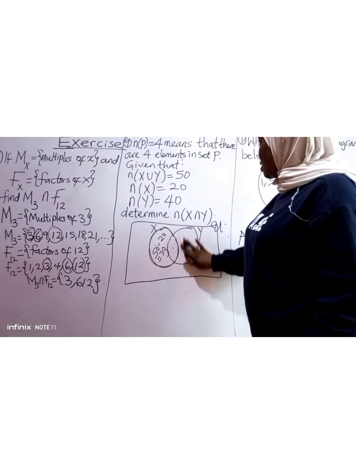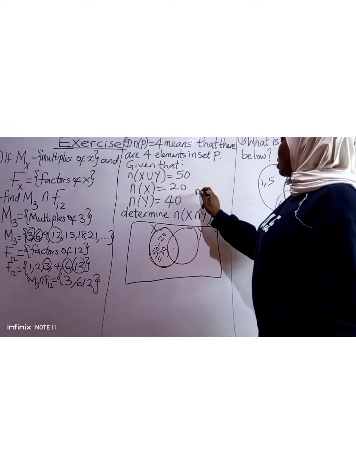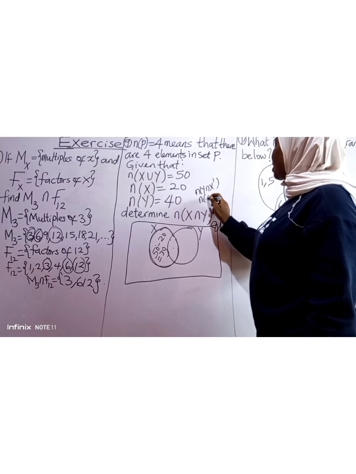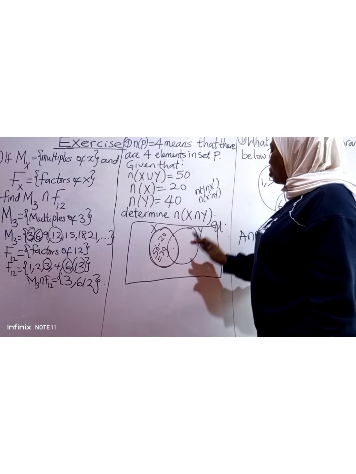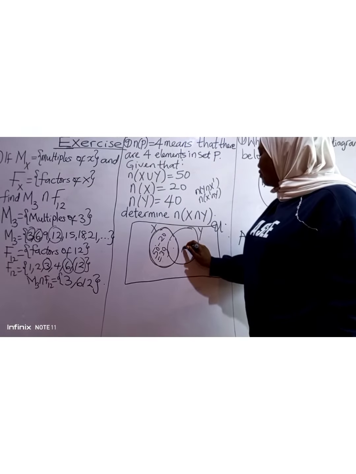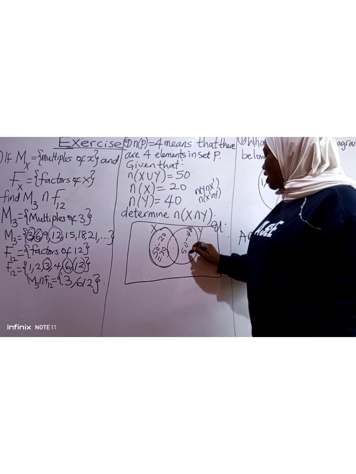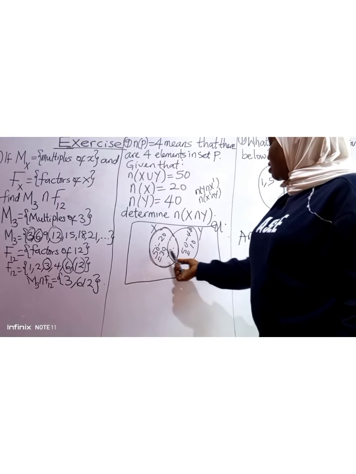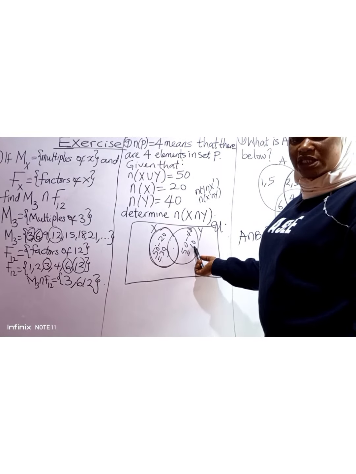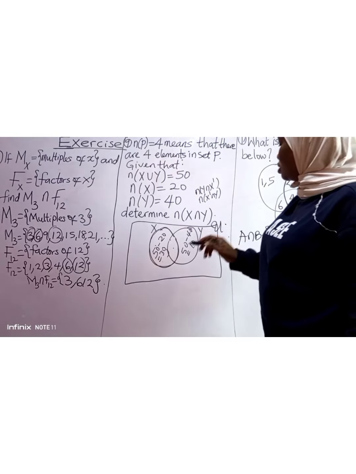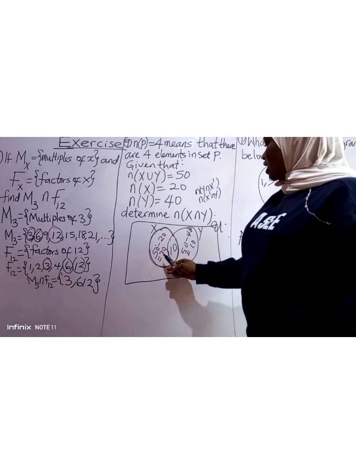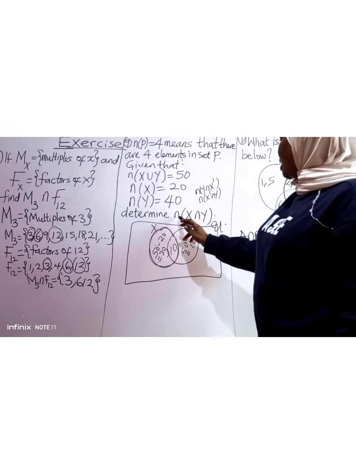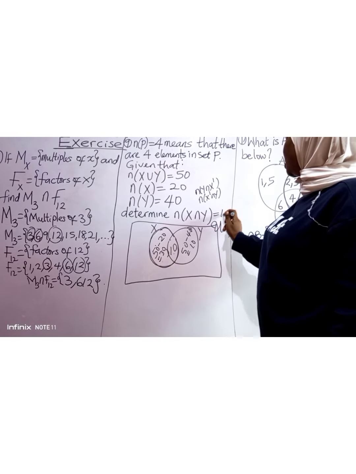Now to find cardinality of Y only, so cardinality of Y intersects X prime, or cardinality of X prime intersects Y will be Y only. So that one will be 50 minus 40, and that is 10. So to find their intersection, it will be 30 plus 10, which is 40. So 50 minus 40 is equal to 10. So you can see that if we had everything, 30 plus 10, 40 plus 10, 50. So the cardinality of X intersects Y will be equal to 10.